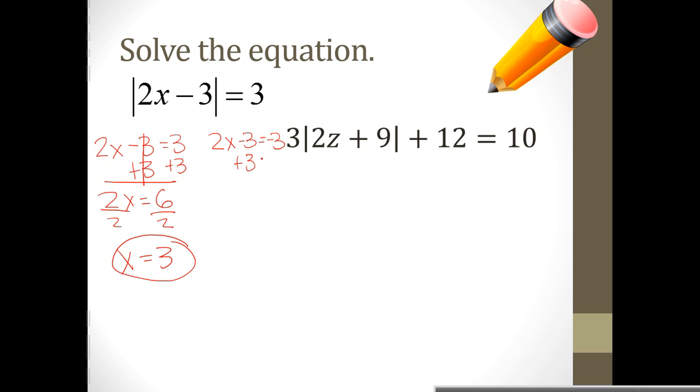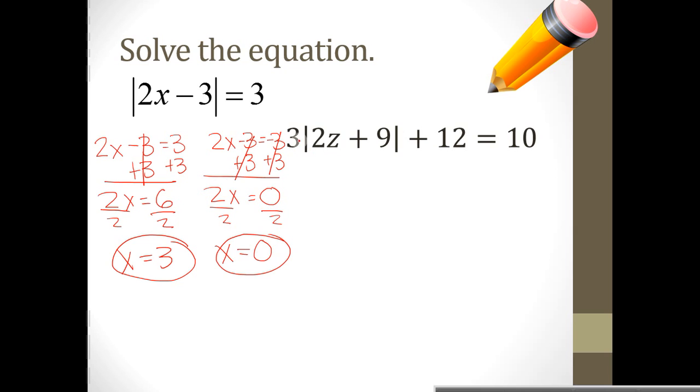Now over here, I'm going to add 3 to both sides. 2x equals, that cancels. Oop, that cancels. I'm going to be left with 0 on this side. Divide by 2. Now, 0 divided by 2 is 0. So I get 3 and 0 for my two answers on that one.